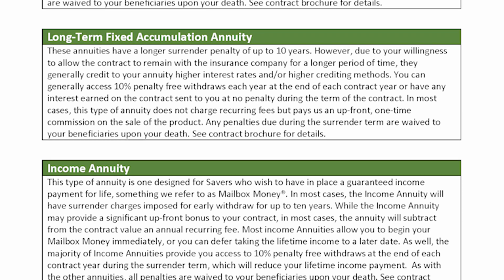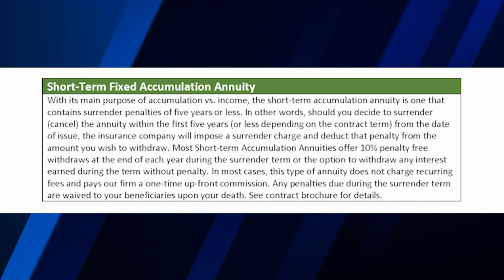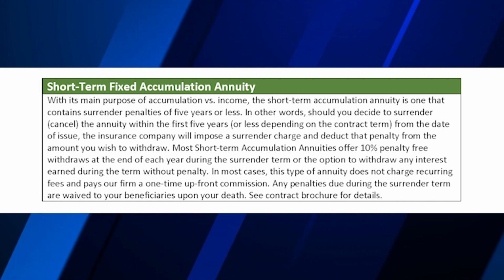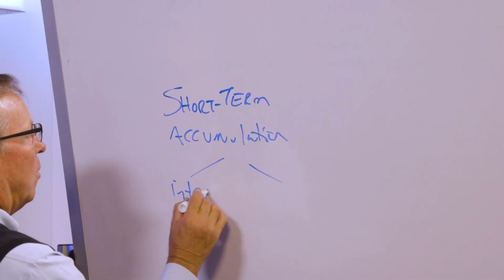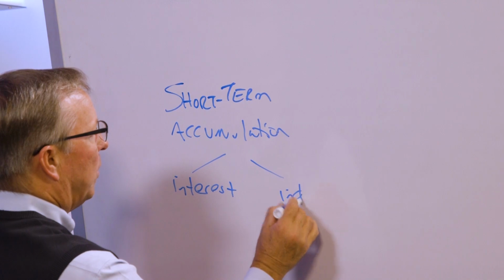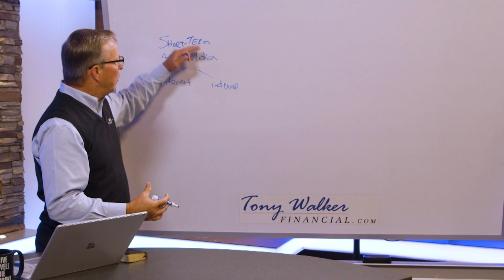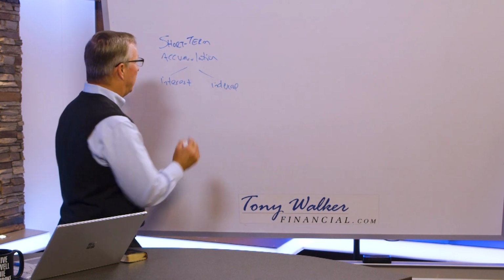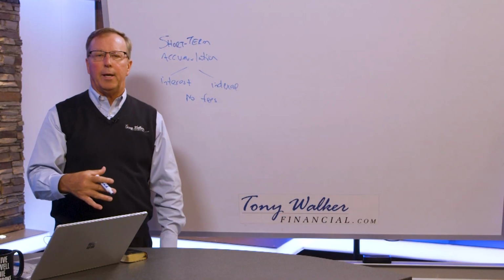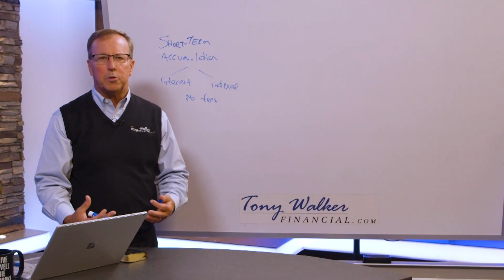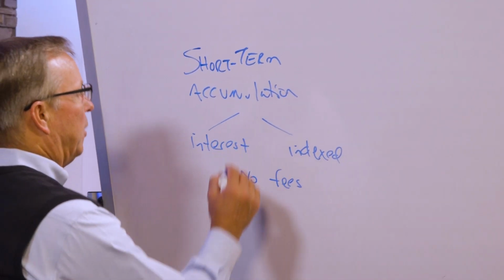So the first type is what we call short-term accumulation, okay? Short-term accumulation. And these can either be fixed interest or fixed indexed. Again, we do not do variable annuities due to the risk and fees. We like to have guarantees and certainty. And with almost all of these short-term accumulation annuities, the beauty is there are no fees. So if we place one of these within an income plan, we get a commission paid to us by the insurance company. But the beauty is for you, the principal's guaranteed, and it's 5 years or less.